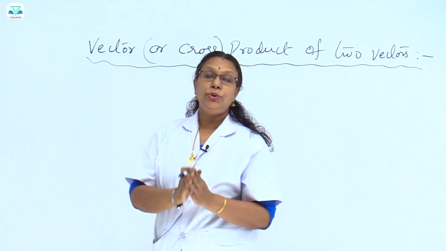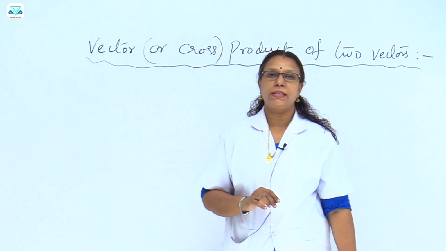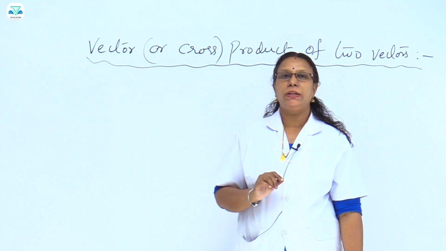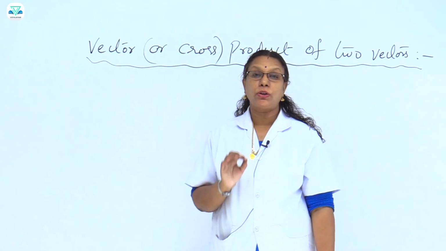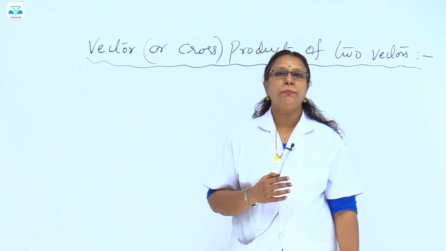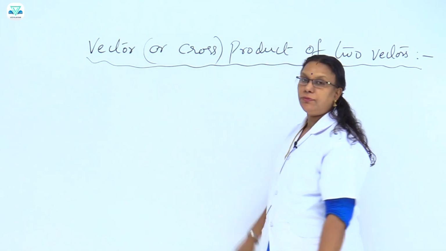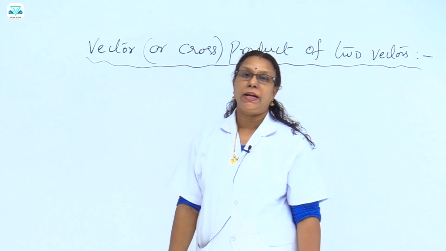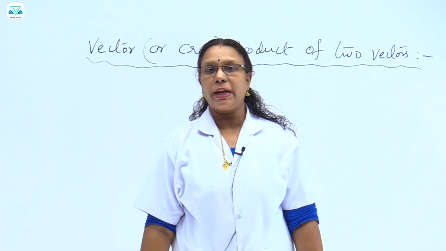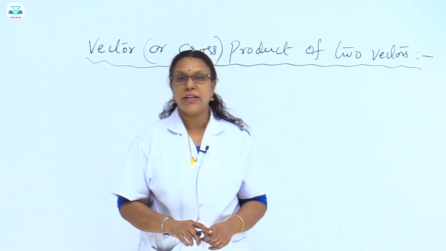Coming to a new product of vectors. The first one we did was the scalar product or dot product. Now coming to another product, which is called the vector or cross product of two vectors. We can say vector product or cross product. So how is the cross product defined?